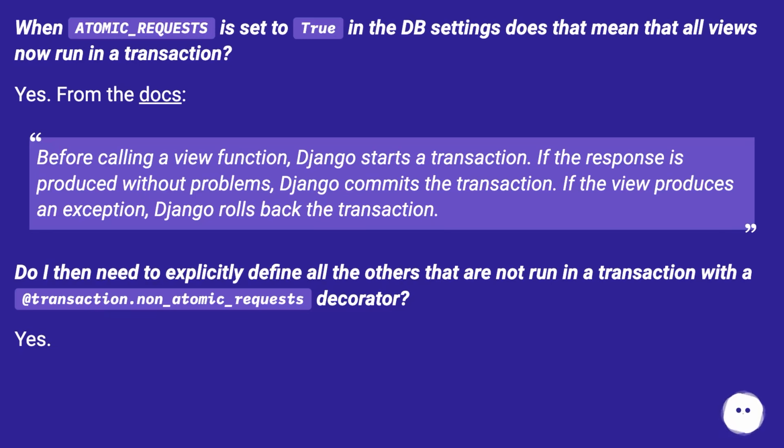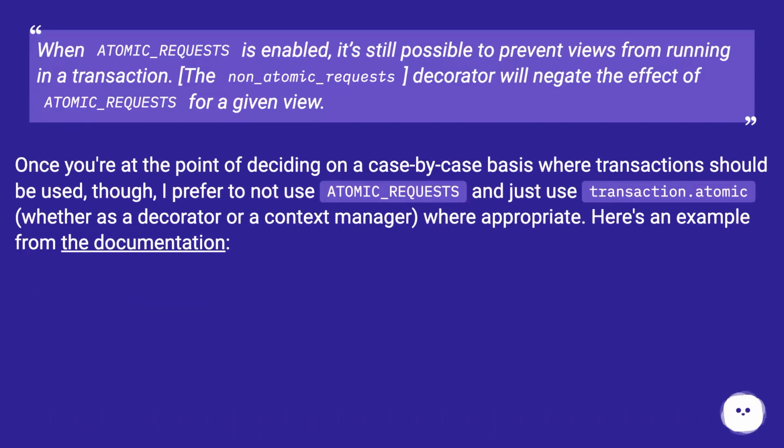Do I then need to explicitly define all the others that are not run in a transaction with a transaction.non_atomic_requests decorator? Yes. When ATOMIC_REQUESTS is enabled, it's still possible to prevent views from running in a transaction. The non_atomic_requests decorator will negate the effect of ATOMIC_REQUESTS for a given view.